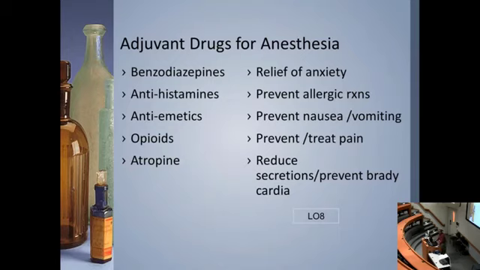Opioids, of course, if you're going to do surgery, that's going to hurt. So you're going to talk about pain management after the surgery is complete. Of course, as the surgery is happening, you may want to consider putting some opioids on board to prevent pain when the patient wakes up, kind of thinking ahead. Atropine is going to reduce secretions within the GI and the endocrine system. It will also prevent bradycardia. Some of these drugs are cardiac depressants as well, or cardiac stimulants.